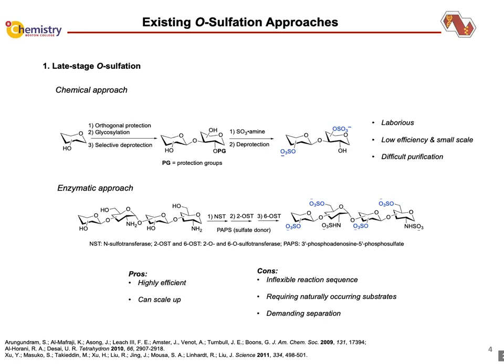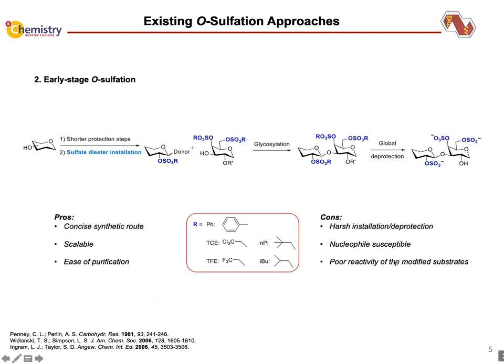All right. In order to address all the challenges associated with late-stage O-sulfation strategies, people have developed the so-called early stage sulfation approach as the alternative. The early stage sulfation usually starts with the monosaccharides, and the targeted hydroxyls are directly converted into sulfate diesters as protected sulfates, at the early stage of the synthesis, usually at the monosaccharide level. And those sulfate diester sugars will then be converted into donors and acceptors, followed by glycosylation to build the backbone. And then eventually it can be globally deprotected to reveal all the sulfate groups.